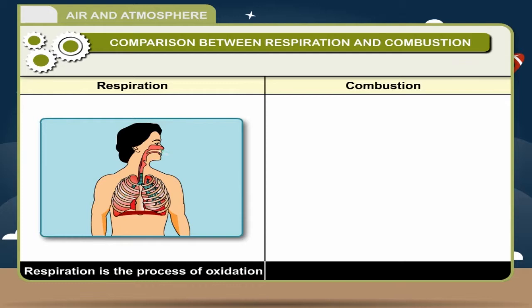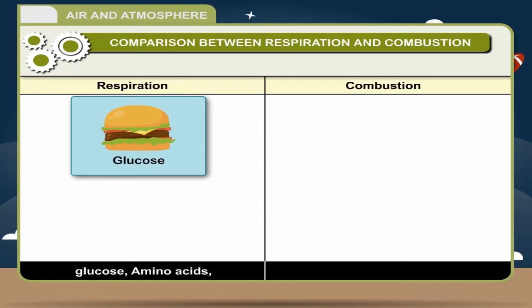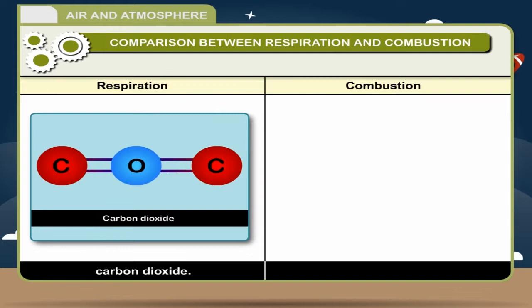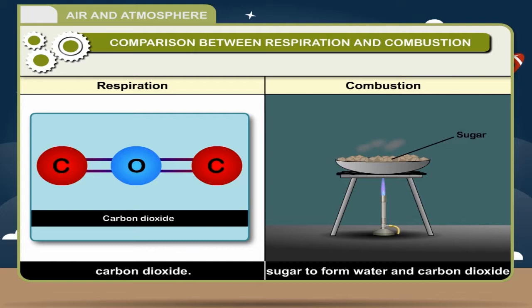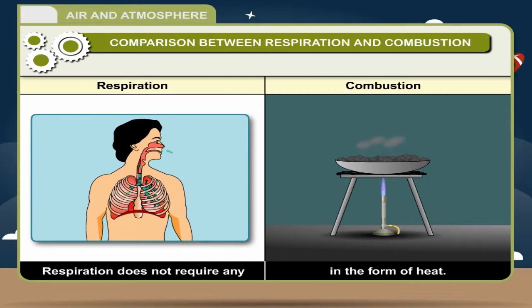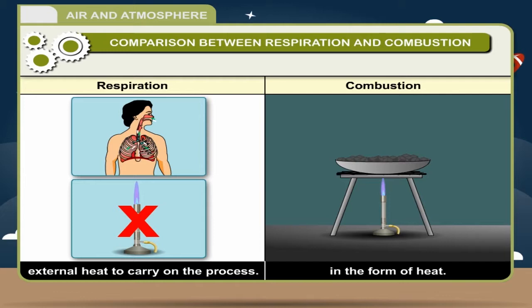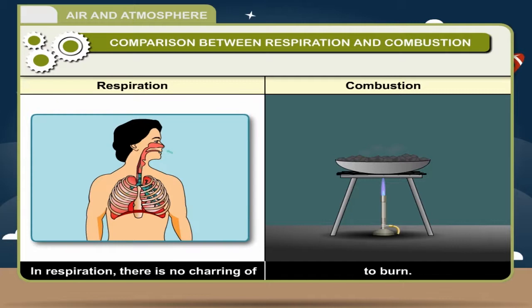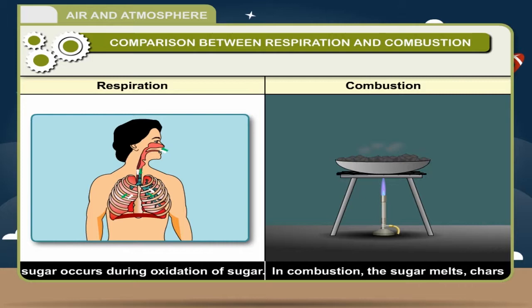Respiration is the process of oxidation of food materials like glucose, amino acids, fatty acids, to water and carbon dioxide. Combustion is the process of burning sugar to form water and carbon dioxide, which helps in the release of energy in the form of heat. Respiration does not require any external heat to carry on the process. Combustion is only done by applying external heat to the sugar molecule to burn. In respiration, no charring of sugar occurs during oxidation of sugar. In combustion, the sugar melts, chars, and later burns to produce flame.